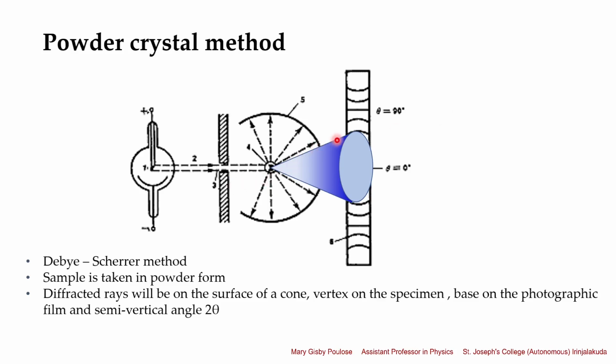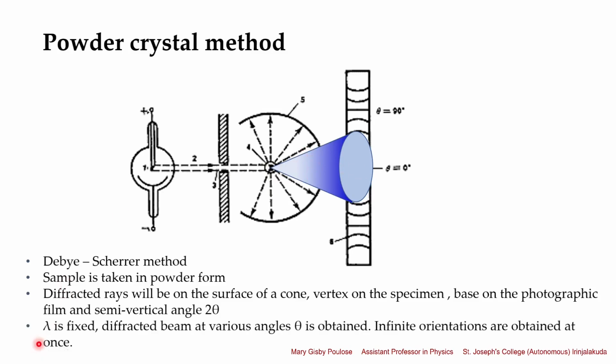cone. You can see that the diffracted beams falling in this angle will be falling on the surface of this cone, and the sample is at the vertex of this cone, and on the base we will have the photographic film, and on the edges of this film we will get the recording of the diffraction beam. Now the semi-vertical angle of this cone is 2 theta. It is not theta, it is 2 theta.